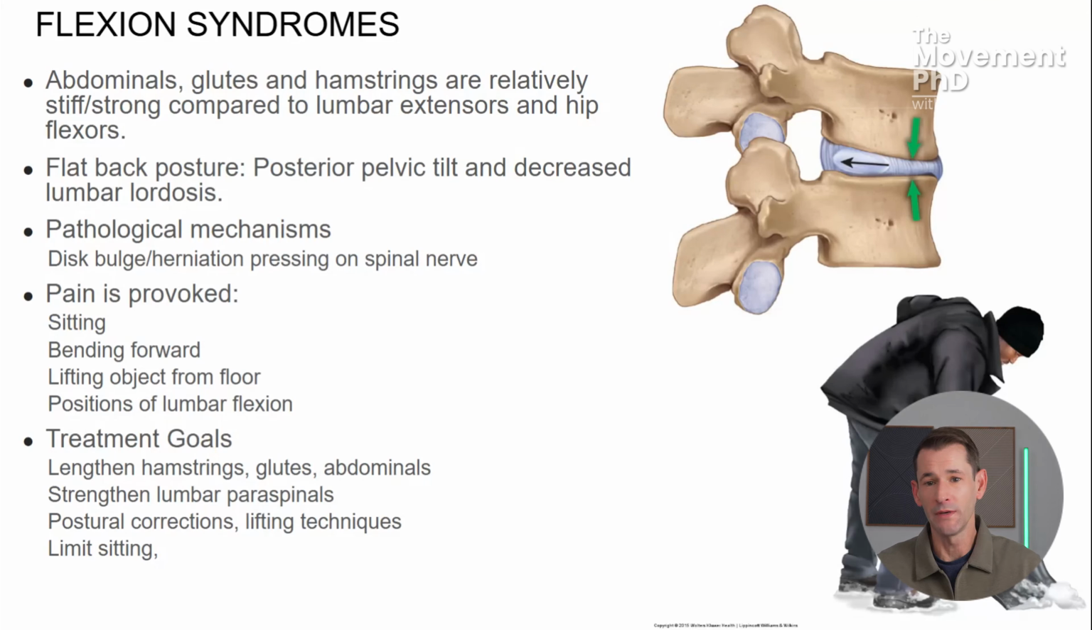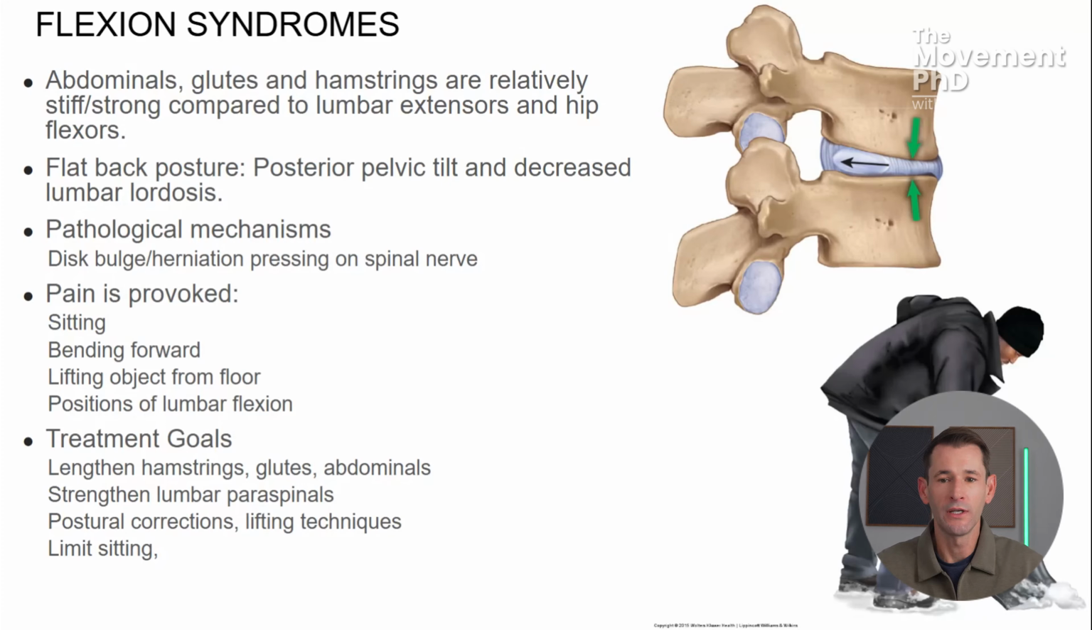We want them to limit sitting. So if they're at a job where they're sitting a lot, I will set a timer on their Apple Watch or whatever. Every 15 minutes, they have to take a few minute standing break just to get them out of that sitting posture. We're going to teach them to lift better. They typically, again, lift with hyperflexion of that lumbar spine. We'll teach them to hinge at the hip. So more of that forward bend comes from the hip and less of it from that lumbar spine.